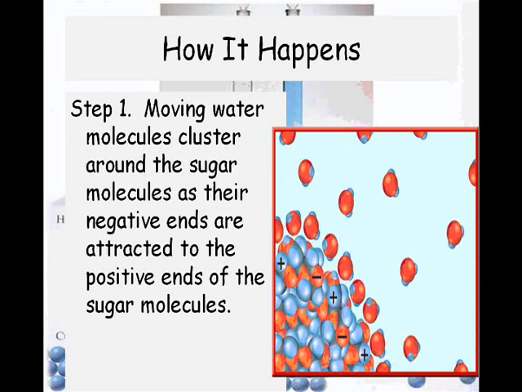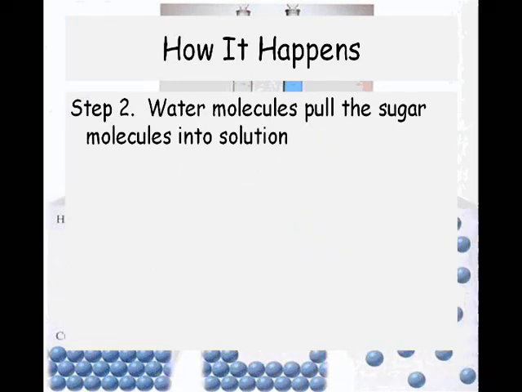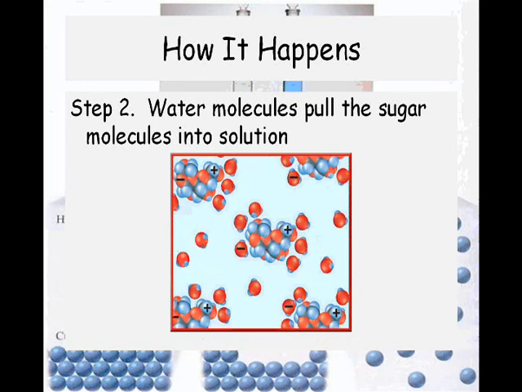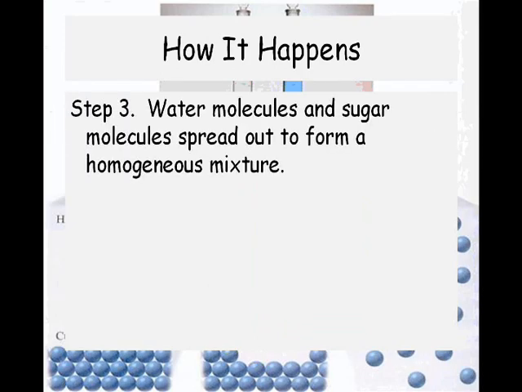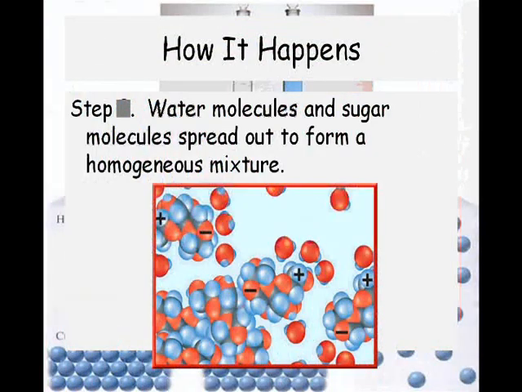Here you have a cluster of sugar molecules in the bottom left-hand corner. The negative ends of the water molecules are attracted to the positive ends of the sugar molecules. And so the water molecules pull the sugar molecules into solution, slowly breaking them apart. Then the water molecules and sugar molecules spread out to form a homogeneous mixture, so that you can no longer see the sugar anymore.